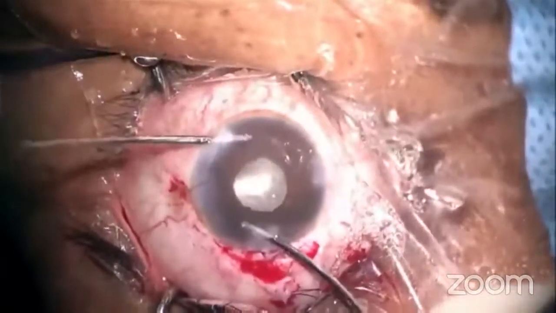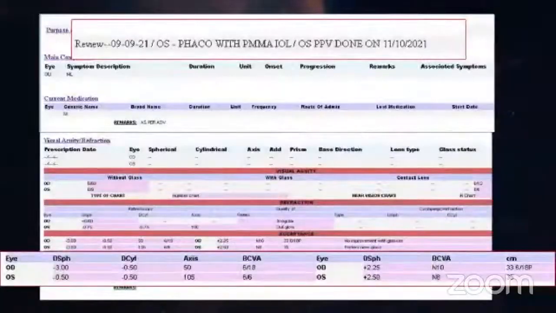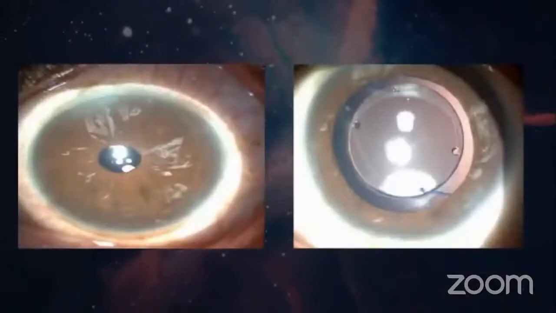The patient did well after PPV and the epinuclear removal. He had a BCVA of 6/6, and these are the post-op pictures. Thank you for listening.